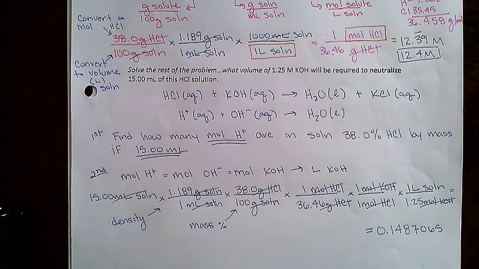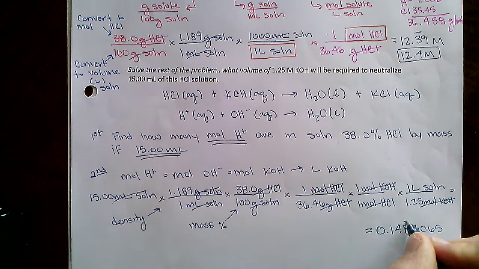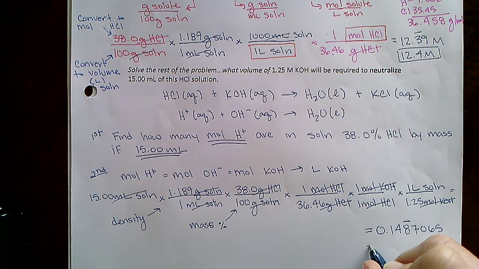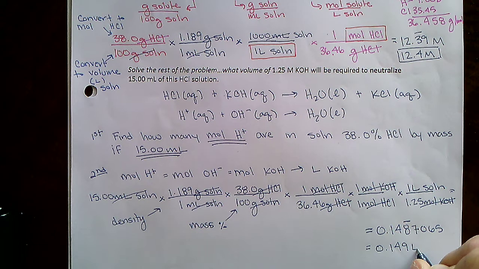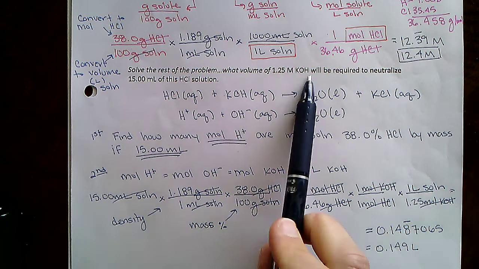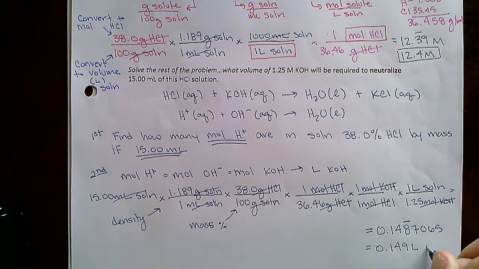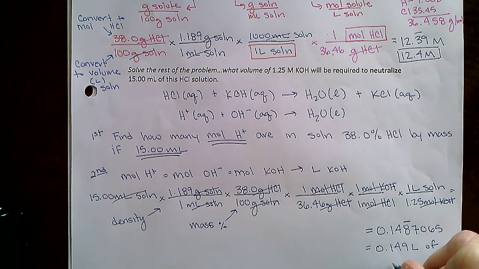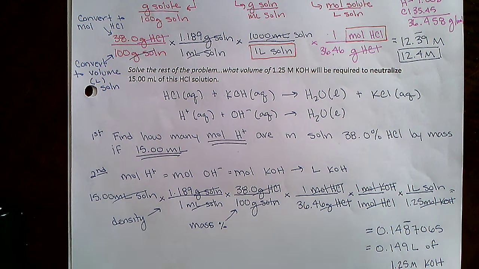So how many sig figs? 4. 1, 2, 3, 4. 1, 2, 3, 4. 1, 2, 3. So 3 is limiting. So this 7 tells me that the 8 is going to round up. 0.149 liters of the 1.25 molar KOH solution. If they wanted it in milliliters, you could just say 149 milliliters of it.